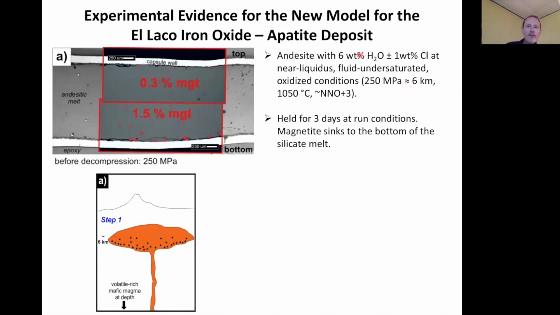So we loaded the andesite with 6 weight% water, ±1 weight% chlorine. So we did some experiments with pure water and some with 1 weight% chlorine. And the results that I'm showing you here are what you would predict. Magnetite crystallizes, and then we've used red here just to train your eye to where the magnetite is. The magnetite, under a normal scenario, sinks to the bottom of the andesite, right? Magnetite's got a density of give or take 5. Andesite's got a density of give or take 3. Magnetite is more dense, and magnetite sinks after 3 days.